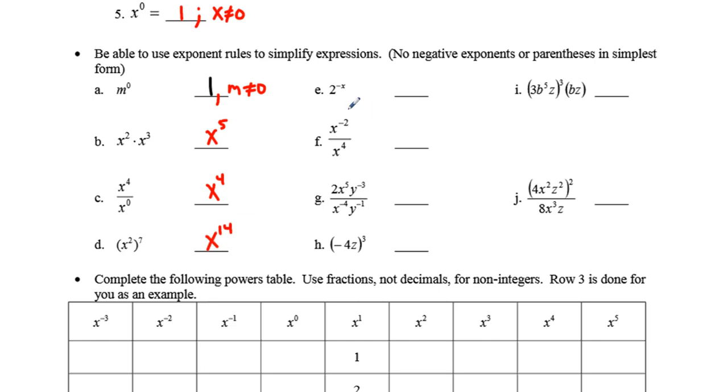All right. This one, 2 to the negative x. Well, we said if we have a negative exponent, it becomes a positive power in the denominator. So 1 over 2 to the x. With this one, if we have a negative exponent, we said we deal with that. The x squared goes down to the denominator, and it combines with the x to the 4th that's already there. Okay, so 1 over x to the 6th.